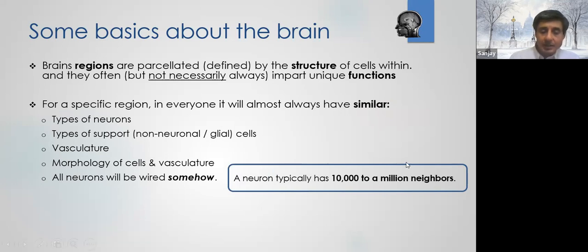So just on neurons, a single neuron typically has between 10,000 and a million neighbors. Remember, neurons are very, very small, and in a millimeter you can have a million neurons. Actually, we have more than just neurons in any space in the brain. But if you only look at neurons, there can be anywhere from 10,000 to a million neighbors of just one neuron. And that's important to know, because this is a very, very dense structure that the brain has.